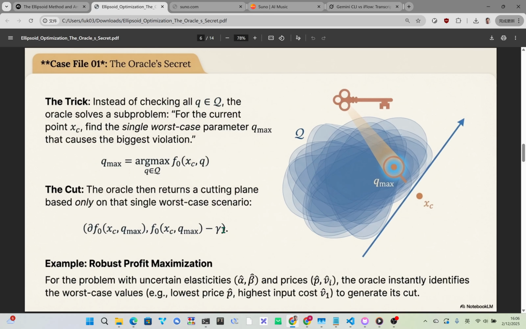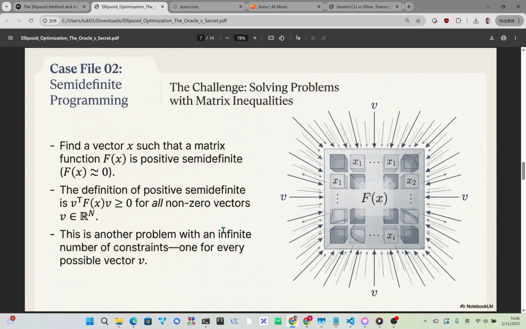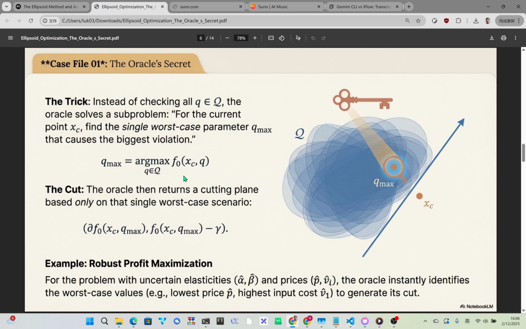That is a fantastic, crucial question. The reason this works is that the subproblem, while still optimization, is usually a convex maximization over that uncertainty set Q. If Q has a simple shape like a sphere or a box, finding that worst case q_max often has a simple closed form solution. So it can be solved trivially, or very, very quickly, independent of the size of the original problem. The trick only works if finding the worst case scenario is easy. That makes sense. It's trading complexity in the search for simplicity in the check.